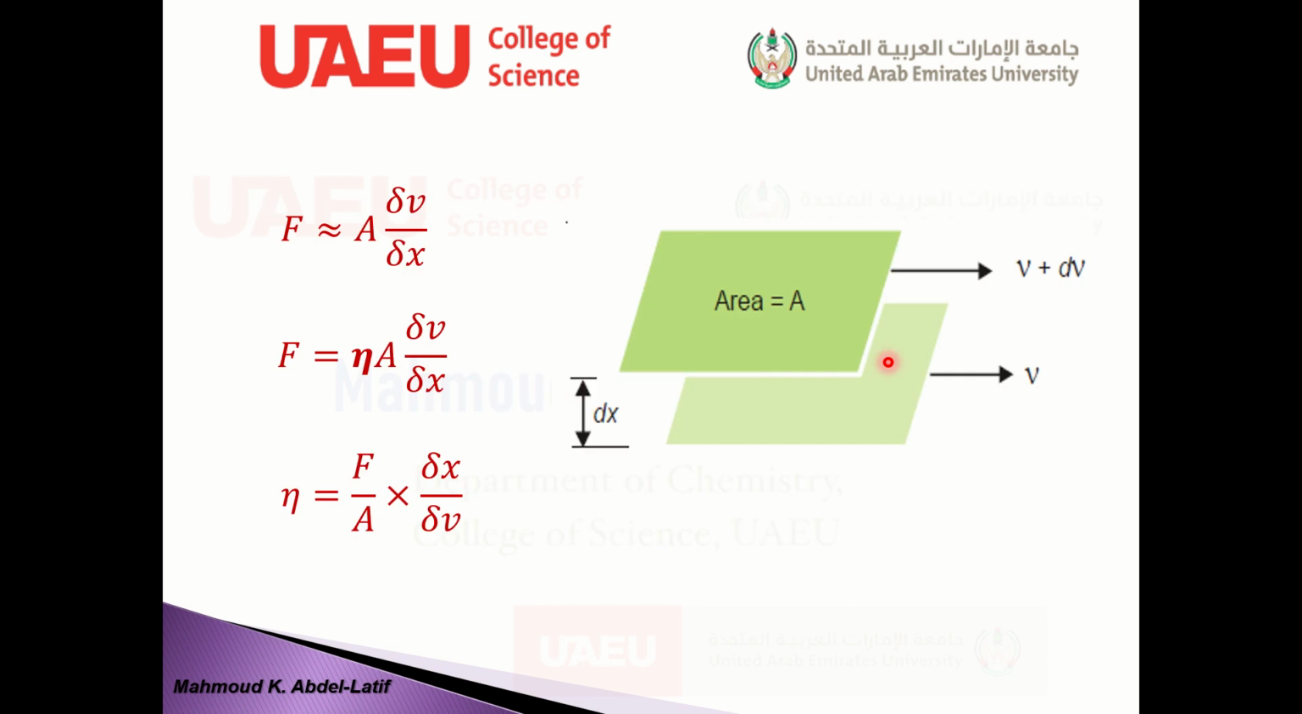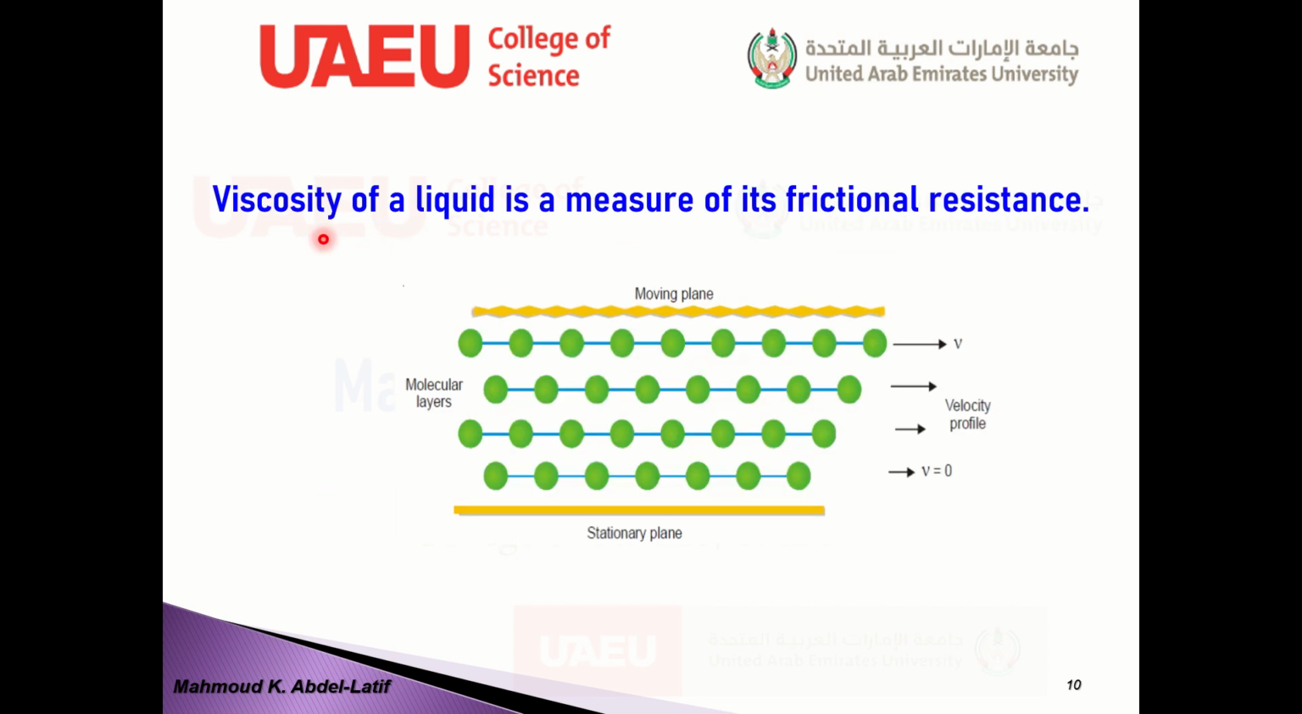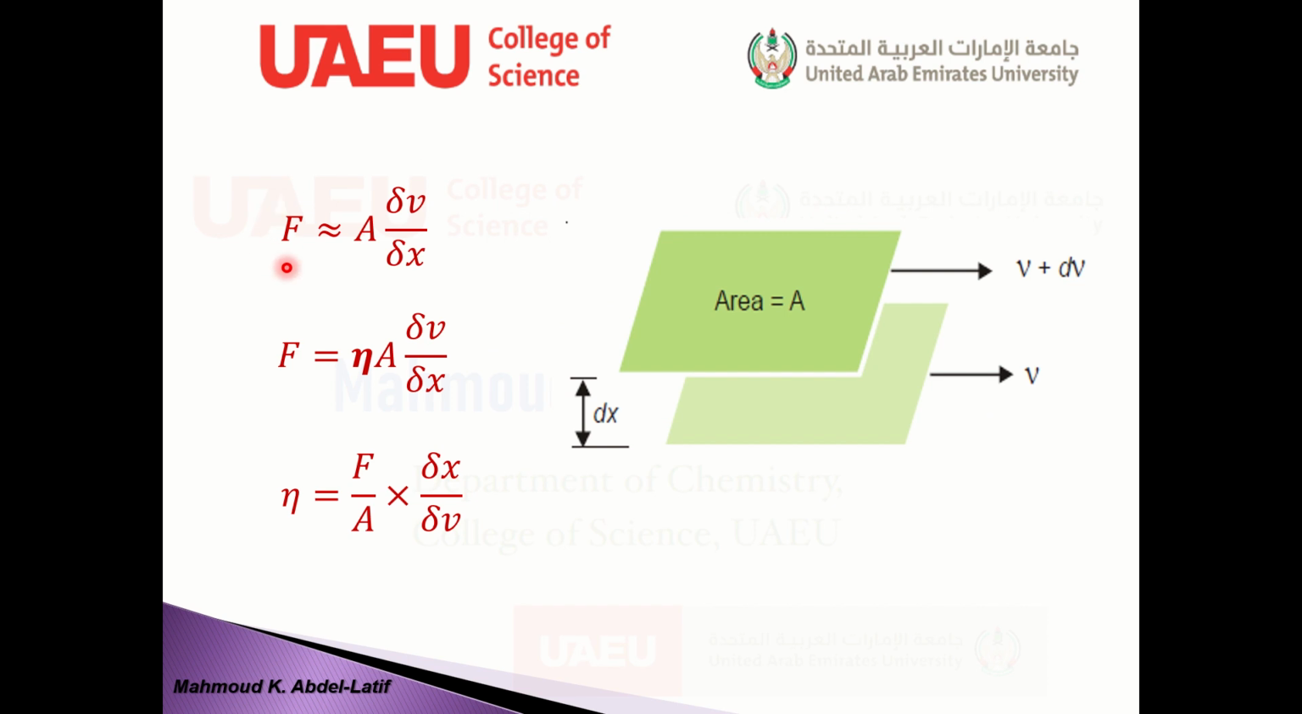Let's see. We can define the viscosity of a liquid as a measure of that frictional resistance. In other words, viscosity is the resistance of the liquid to flow. So this frictional force is directly proportional to the surface area of the moving layer, and also directly proportional to the velocity of that layer, and inversely proportional to the distance between this layer and the other layer.